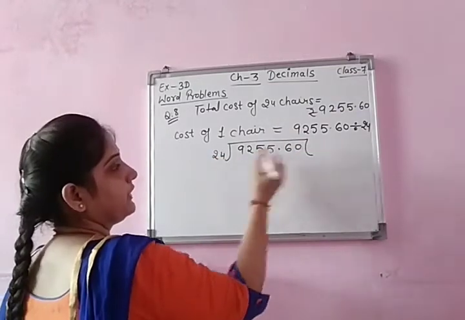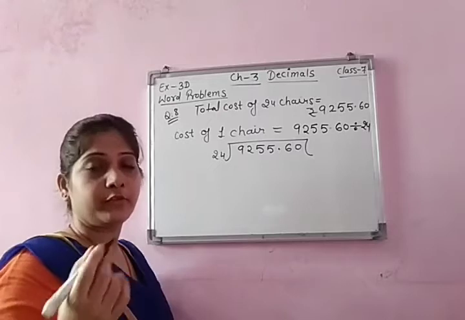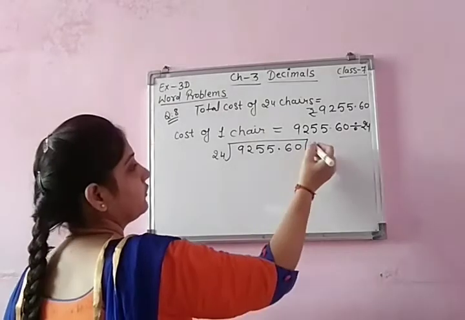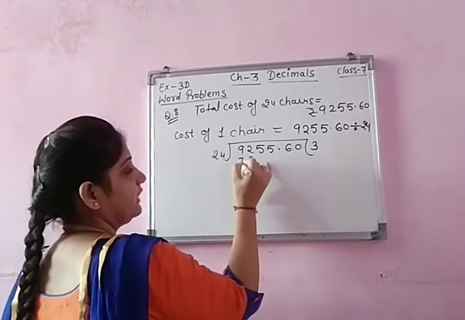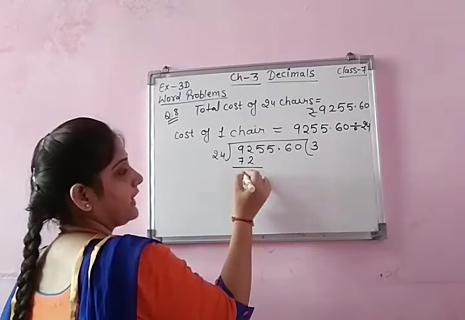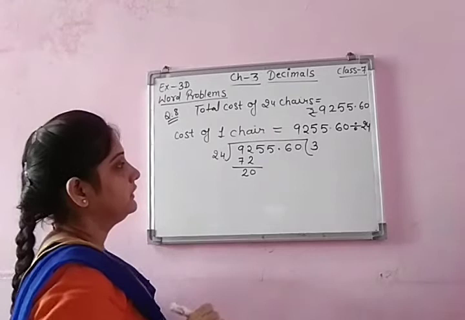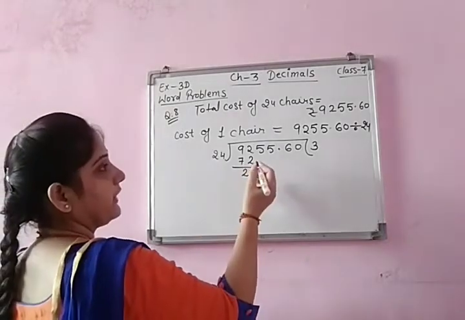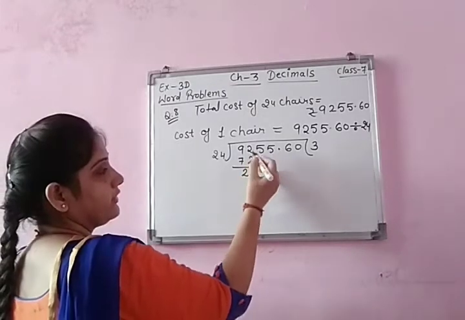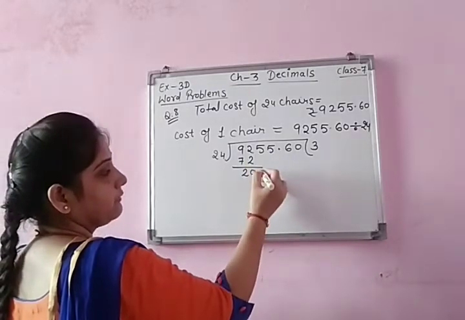Okay. So 24. In the table of 24, 92 doesn't come. So 24 3s are, I think, 72. Now subtract, you will get 20. 24 4s are 96. Okay, fine. 24 3s are 72. Now it will give us 20 by subtracting.